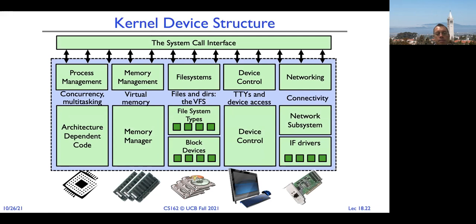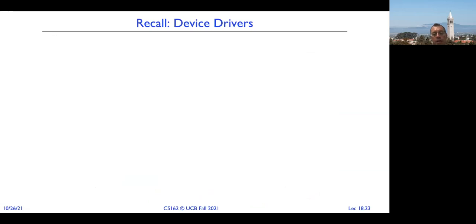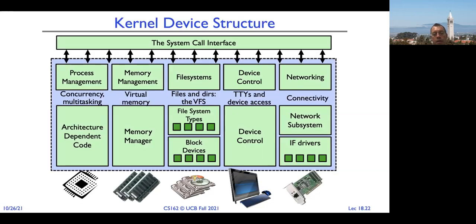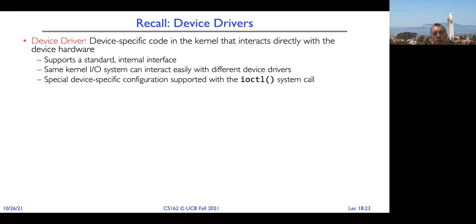So this is the structure in the kernel for the device. You have the system call interface. We'll talk more about them. And for what we learned, you have process management, memory management, file systems, and then you have this device control. This is for IO devices, and then networking. Networking typically is different enough, so the API for networking is slightly different.